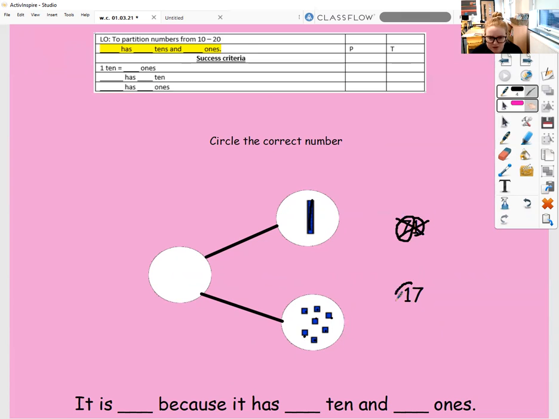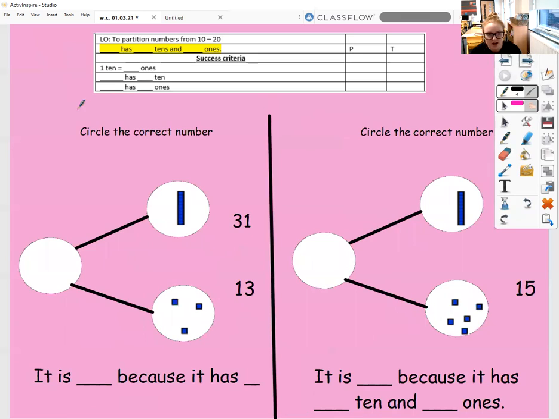What about 17? Well, 17 needs 1 ten. Well, I have 1 ten here, and it needs 7 ones. It has 1, 2, 3, 4, 5, 6, 7 ones. Is this number correct? Yes. 17 is represented by 1 ten and 7 ones. It is 17 because it has 1 ten and 7 ones. Brilliant. Let's have a go at this one.